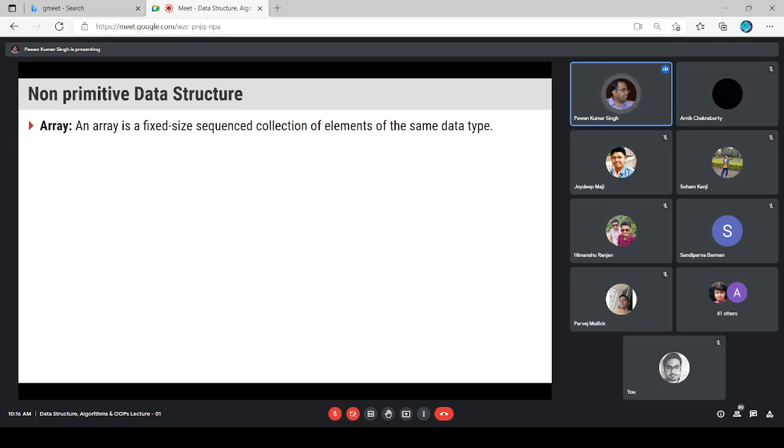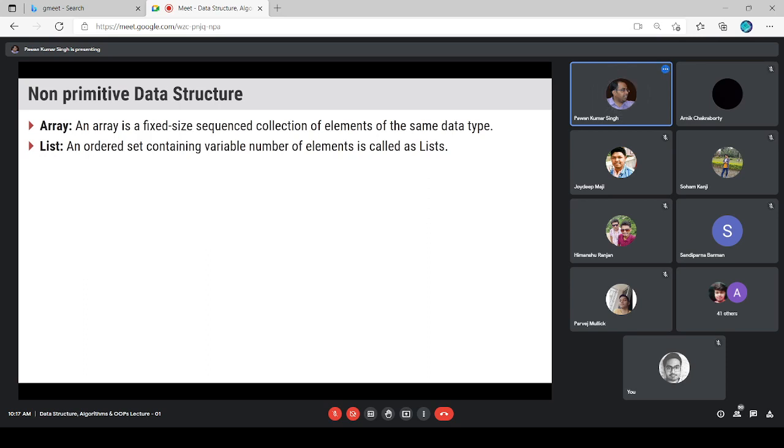You already have given me the definition. It's a fixed size sequenced collection of elements of the same data type. Data type should be the same. And what is a list? A list is an ordered set which contains a variable number of elements, and it may contain variable data types. That is the flexibility of a list. It may contain different elements of different data types, but an array should contain elements of the same data type.